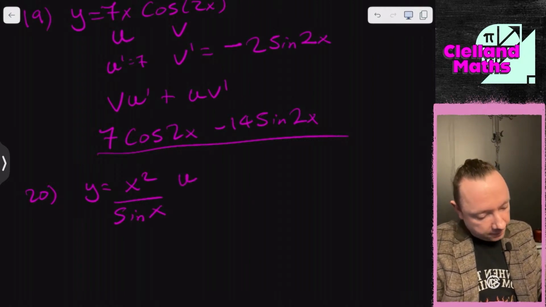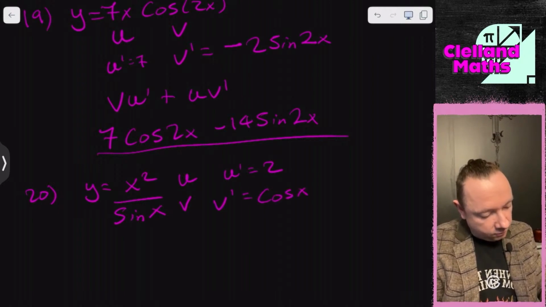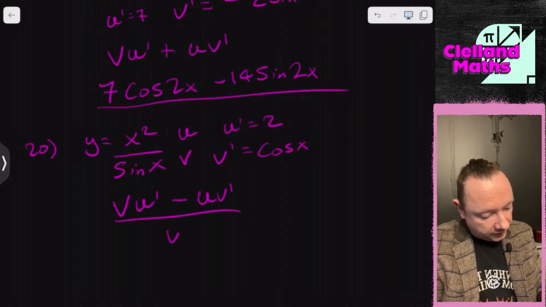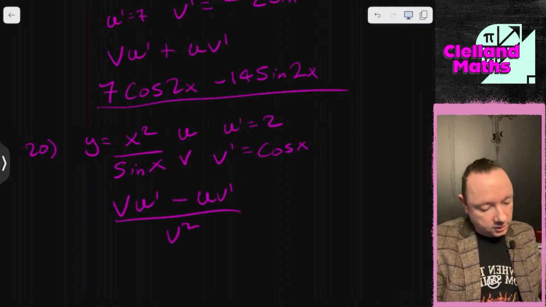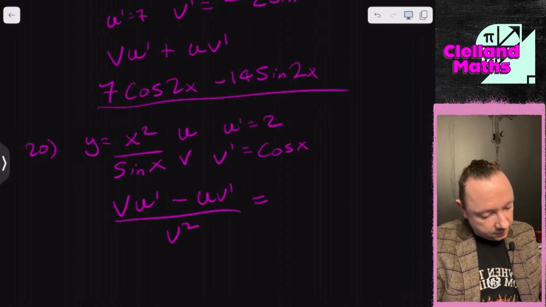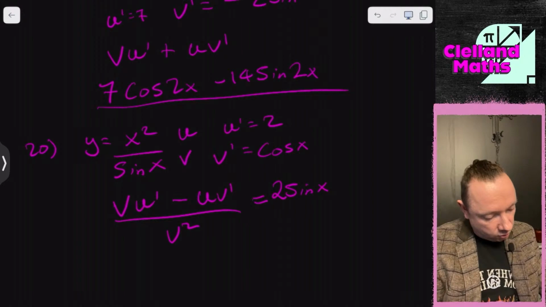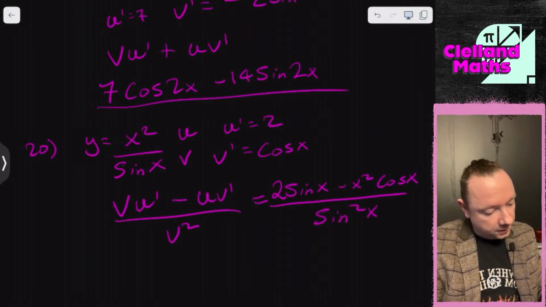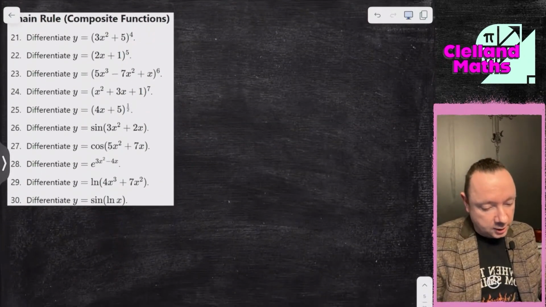So we've got u here and v there, and u dash is 2x, and v dash is cos x. And the quotient rule is vu dash minus uv dash all over v squared. Right, so how does that work? Well, v is sine x and u dash is 2x, so I've got to times them by 2x, minus u, which is x squared, okay, times v dash, which is cos x, all over v squared, which is sine squared x. Now you could tidy that up, but I'm not going to bother. I think I'm happy with that. Let's move on to what Chat GPT gave us next.